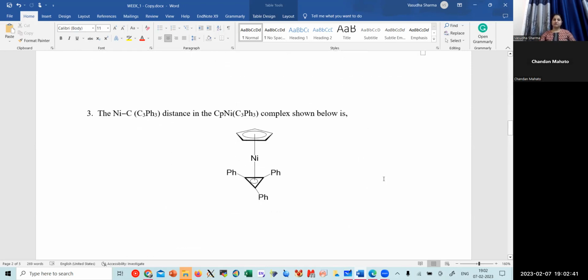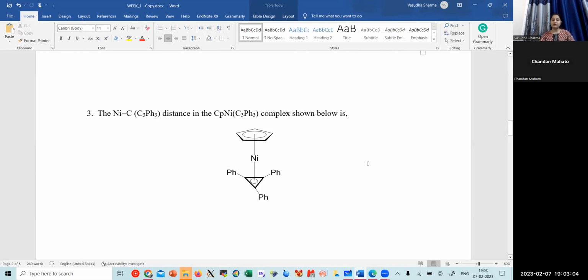Now we are moving to the third question. The third question is also, I guess if you're smart enough, you'll be able to know how the second and third questions are related to each other. In the third question also, the complex is already given. When this complex gets crystallized out, we get to calculate the bond distances between the nickel and carbon.